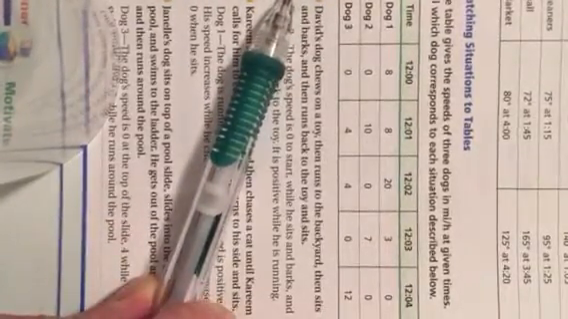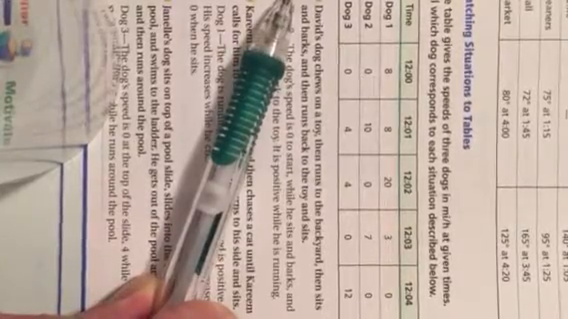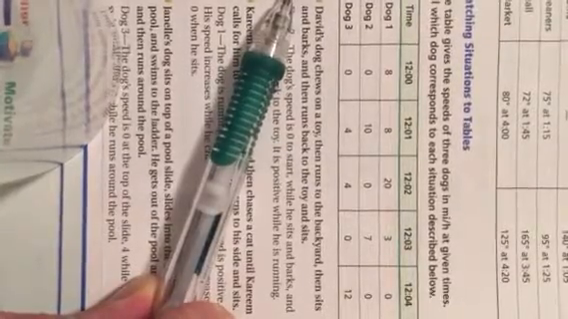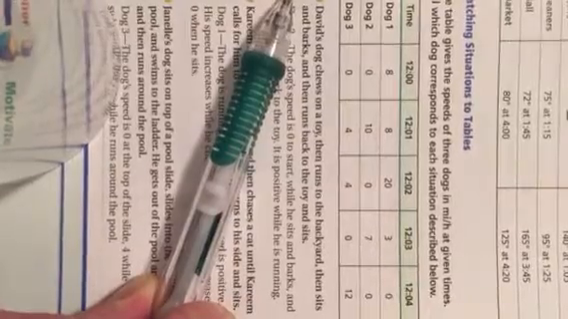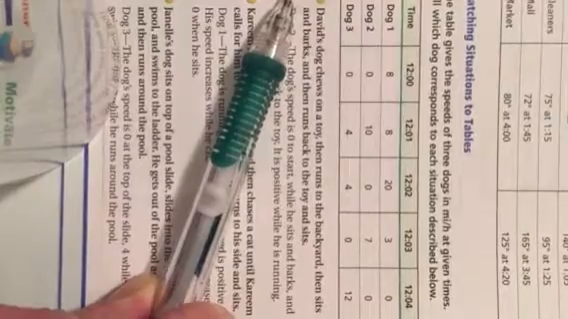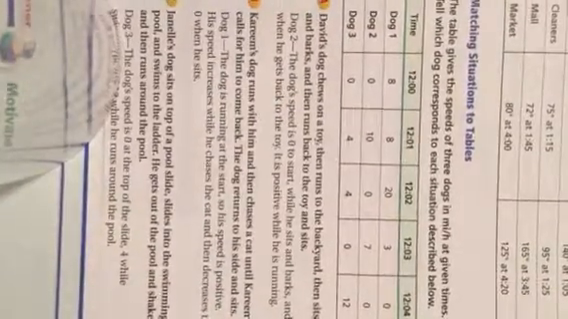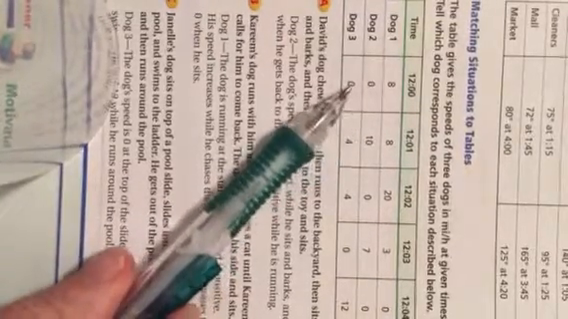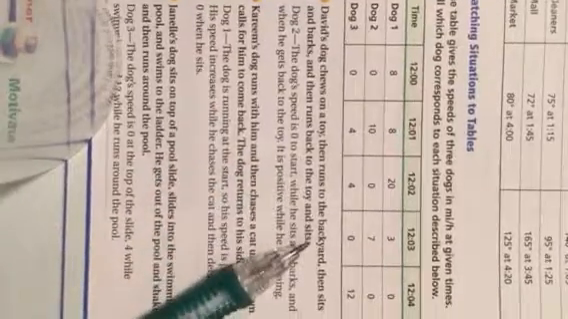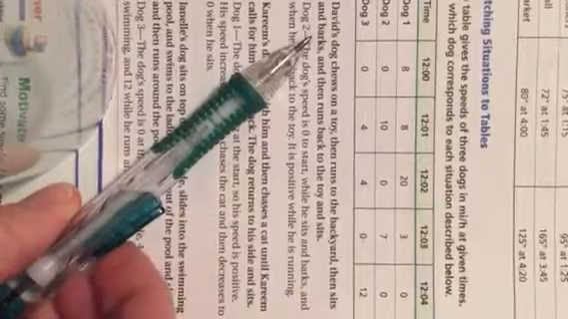Example A says, David's dog chews on a toy, then runs to the backyard, then sits and barks, and then runs back to the toy and sits. We need to learn how to evaluate or read the information on a graph and make sense of it. So if David's dog was chewing on a toy, he was probably sitting still. So we're going to say that he was at 0 miles per hour and that he's either dog 2 or dog 3. He then runs to the backyard, but then he sits and barks. So whatever he does, he's going to have speed and then 0 again. So far it's looking like he's going to be dog 2, but let's keep reading.